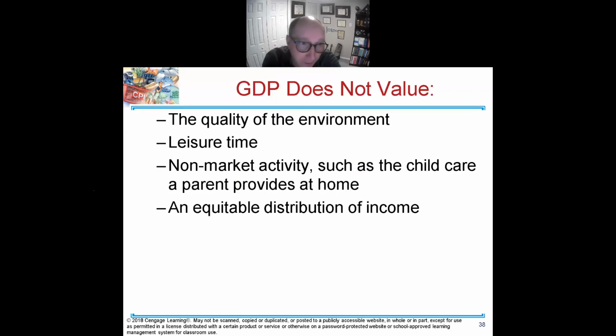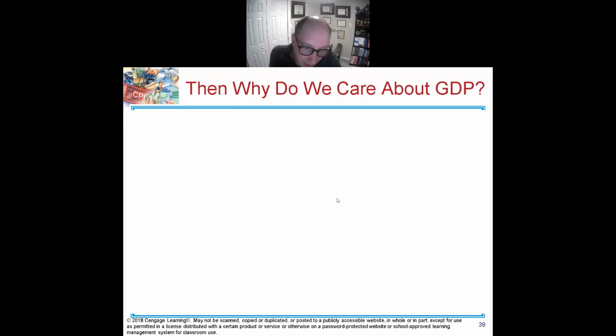Things that GDP doesn't take into consideration. Time off. Yeah, it's not going to account for time off. Quality of the natural environment. Childhood care, parent care, etc. GDP does not take any of these things into consideration. Equitable distribution of income. GDP is only measuring the full country as a whole. It doesn't take into consideration people's individual situations.